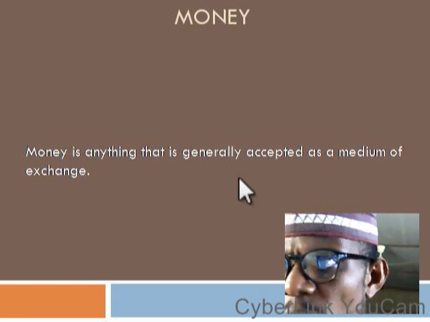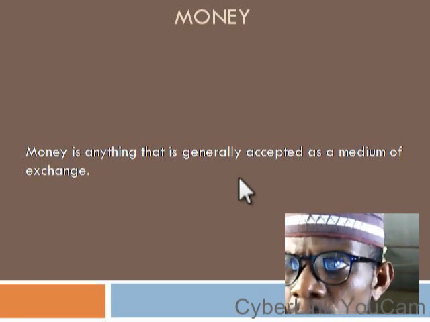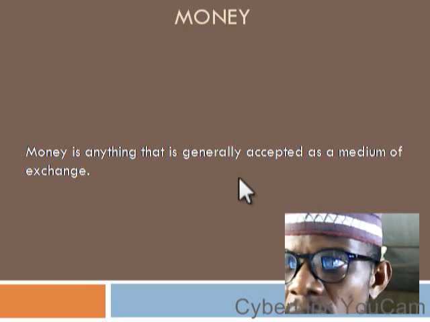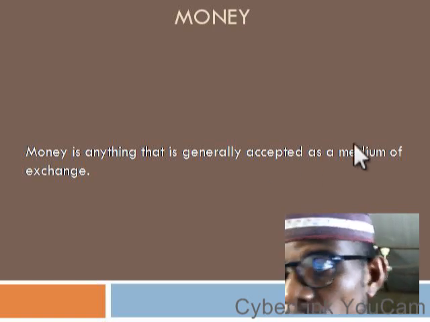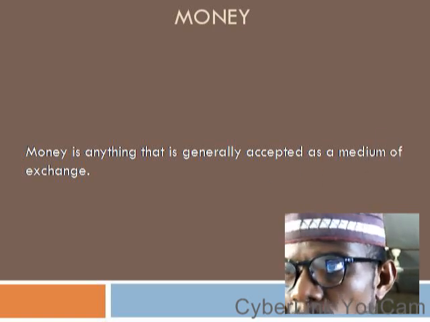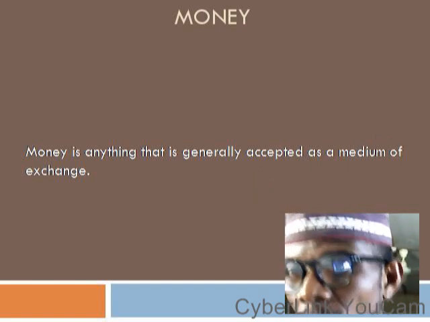But before we start, let's look at money. Money is anything that is generally accepted as a medium of exchange, that we use to exchange for goods and services. We call it money. Like in Nigeria now, we have paper naira as money.